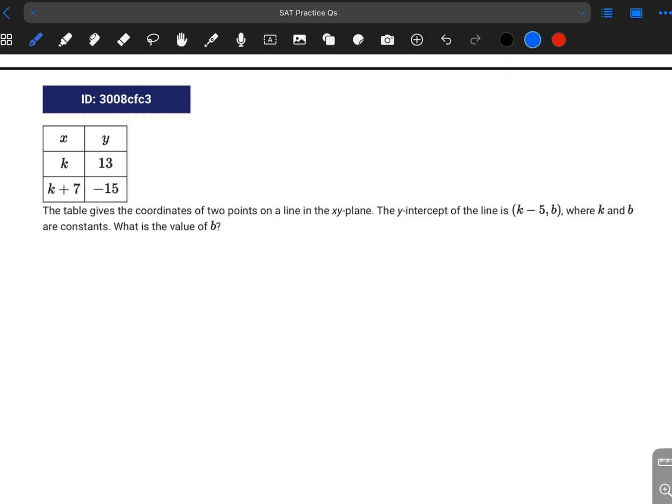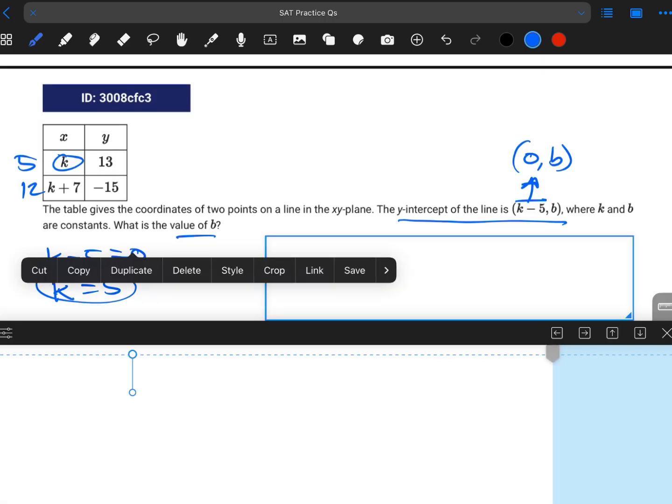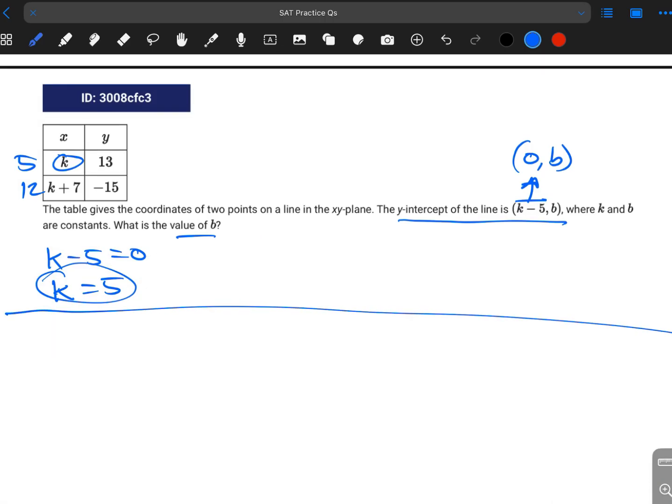For this question, we're given an unknown constant k and some information that the y-intercept is of this form. And I want you to find the y-intercept. Okay, well you know that the y-intercept is always when the x-coordinate is 0. So you're always going to have the form of 0, b. So with that information, you know that k minus 5 has to equal 0. So k, bringing the 5 to the side, k is 5. So to fill in this table, we have 5 and 12. Okay, so that's one piece of the puzzle.